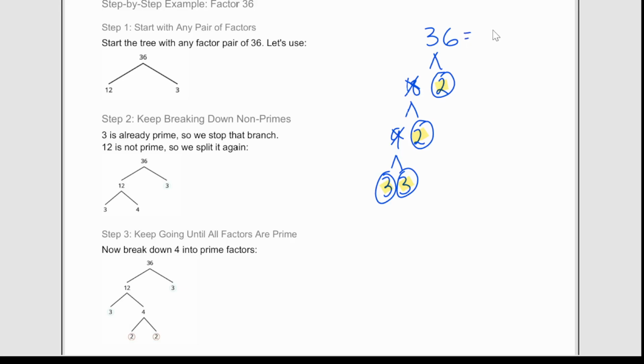So I've just confirmed that 36 is the same thing as 2 times 2 times 3 times 3, or written in exponential form as 2 squared times 3 squared. And that's the exact same conclusion that the written steps came to by initially breaking down into 12 and 3. So it doesn't matter how you start. All that matters is that you stop your branches as soon as you have actually reached a prime number that can't be broken down further.